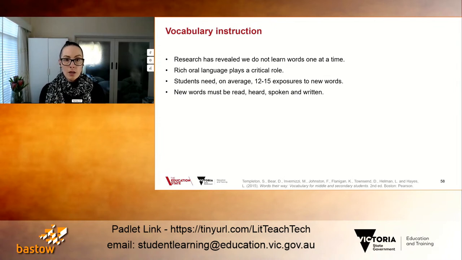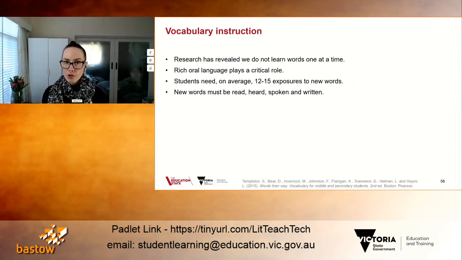Okay. The other thing about vocab instruction is we don't learn words one at a time. So when we're learning one word, we often learn a bunch of other words that come with it. We need to engage in lots of talk. So our students need to roll the words around on their tongue. They need to practice saying them in different situations. So it's not enough for us just to stand at the front and say, this is the word, I'm going to say it. We need our kids to be repeating them, saying them over and over in different contexts.